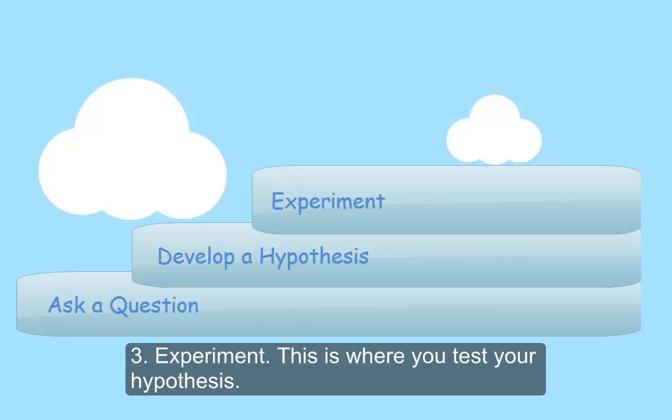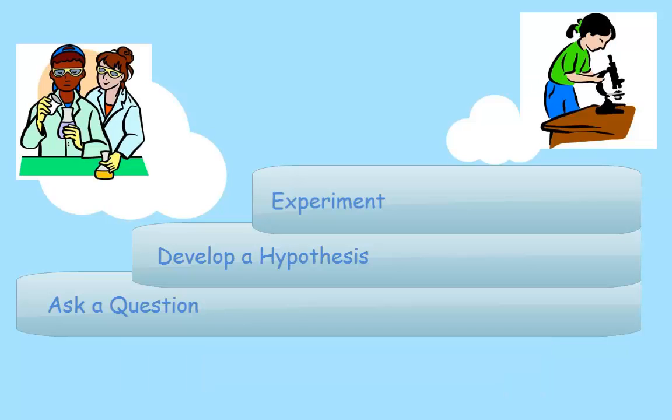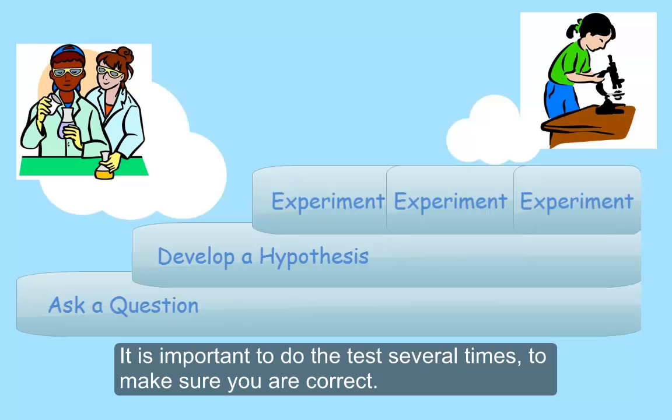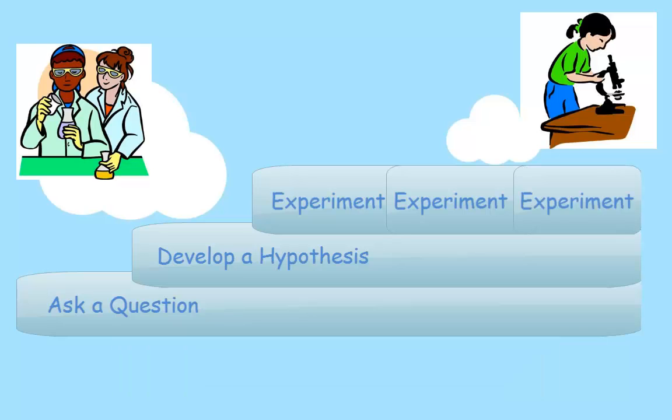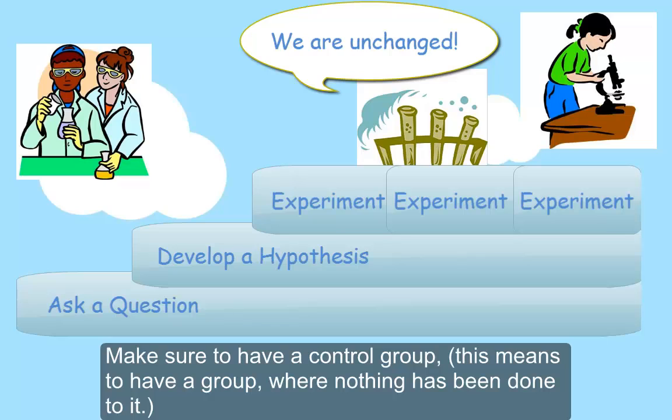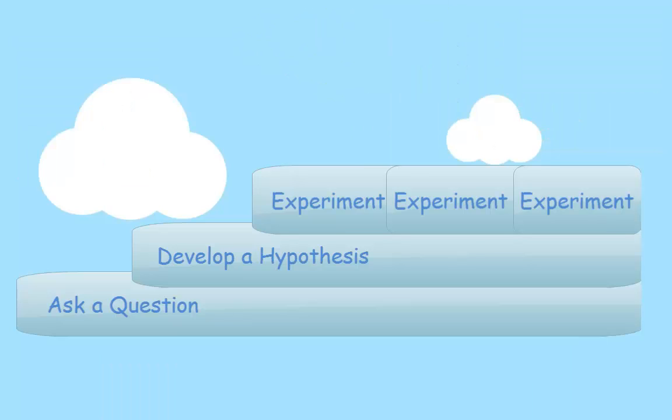3. Experiment. This is where you test your hypothesis. It is important to do the test several times to make sure you are correct. Make sure to have a control group. This means to have a group where nothing has been done to it.